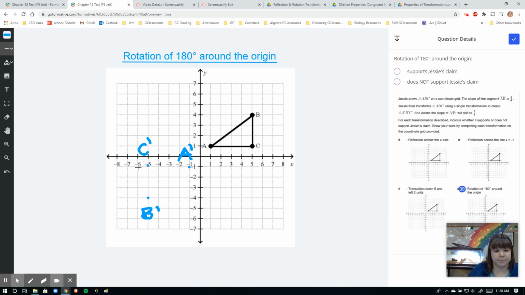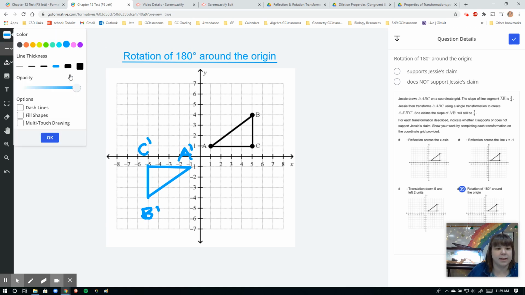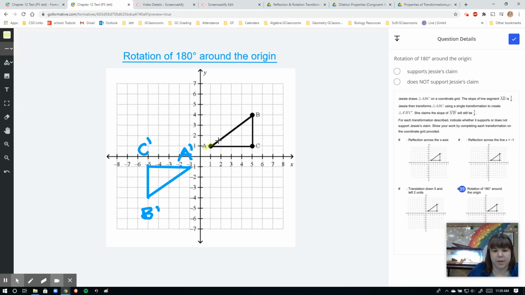Let's connect those dots. Okay, so for this one, we are looking at the slope of line segment AB and A prime B prime. The slope here is 3 over 4. And the slope of A prime B prime, if we calculated it, goes up 3, 1, 2, 3, and then you go to the left 4. So yes, the slope is the same. It's 3 over 4. So this one does support Jesse's claim.